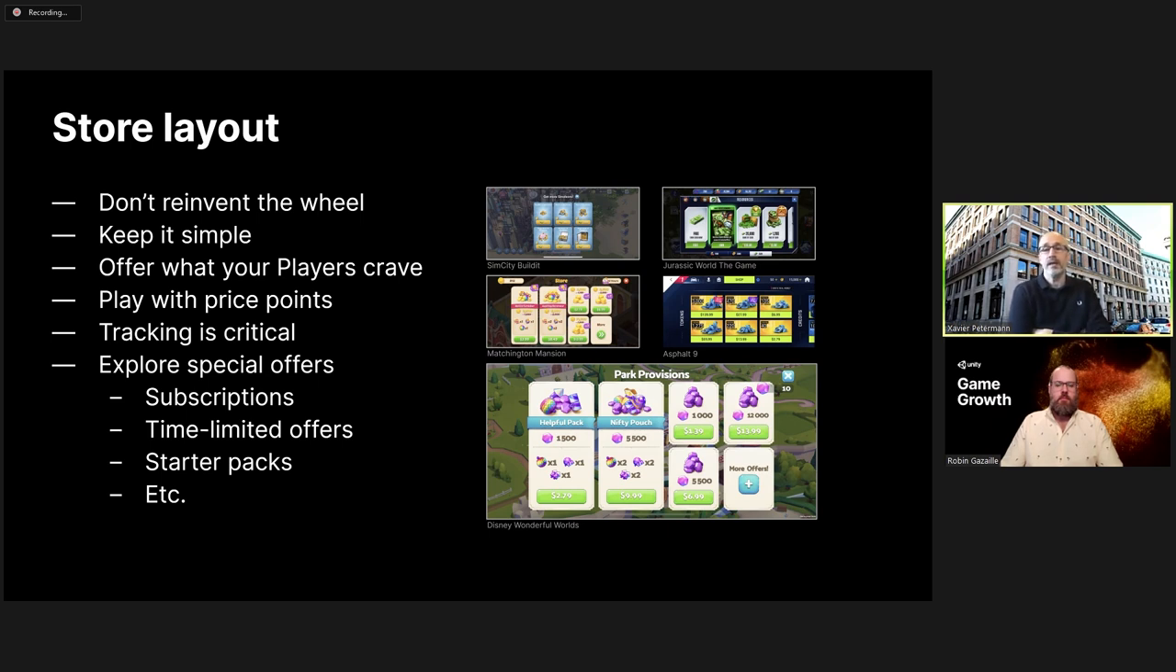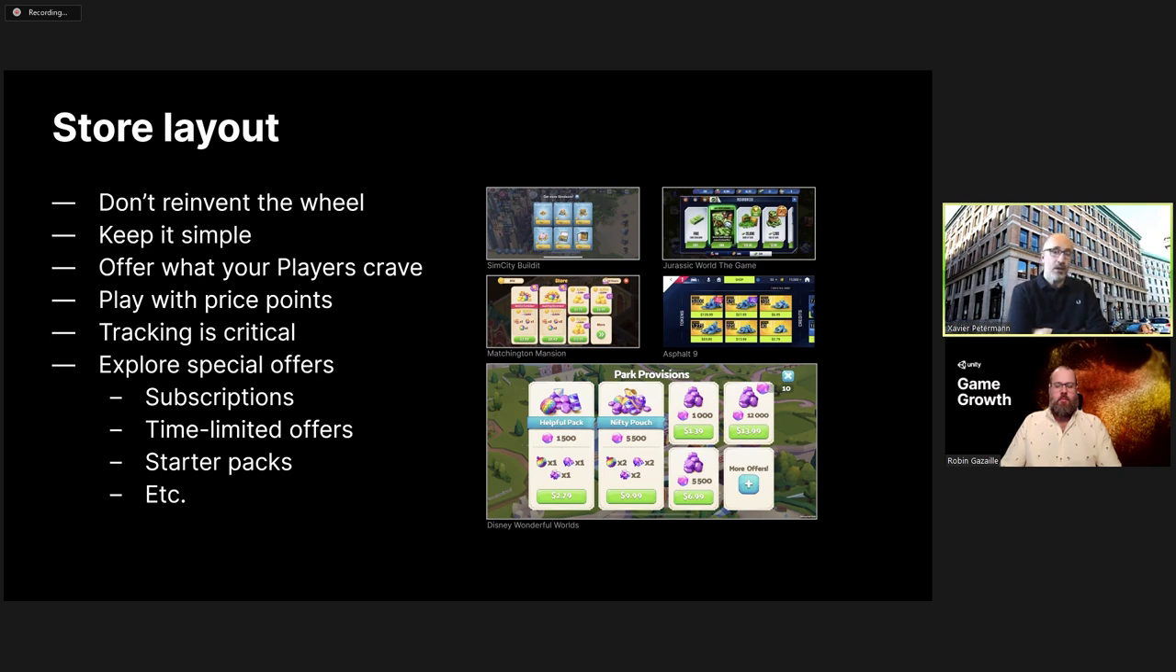Tracking is critical. If there is one thing you want to track, it is definitely your transactions, because this is what's going to be paying for the hard work that you put into your game. So it's really worth it. And you should explore special offers, special ways to monetize your players. Subscriptions work well. At Ludia, we use them extensively. We're quite good at it. And they add something in the vicinity of 20, 30% to your income without cannibalizing your microtransactions.